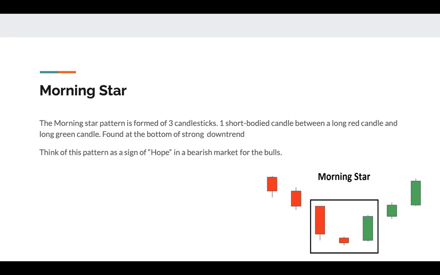What helped me remember this pattern is, think of this pattern as a sign of hope in a bearish market for the bulls. So when you see this pattern, a morning star, think of it as hope. Like this is a sign of hope.